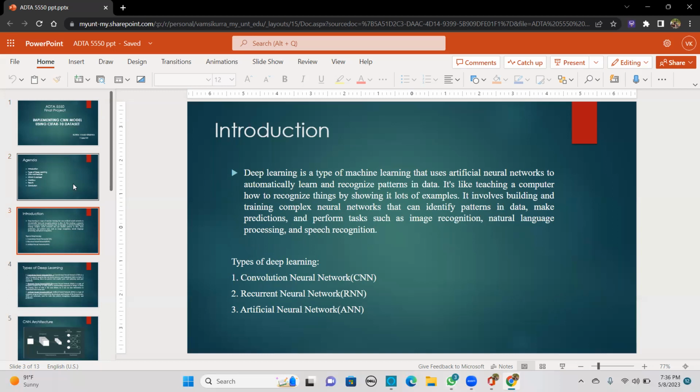patterns in data. It's like teaching a computer how to recognize things by showing it a lot of examples. It involves building and training complex neural networks that can identify patterns in data, make predictions, and perform tasks such as image recognition, natural language processing, and speech recognition. And types of deep learning, there are three types of deep learning: convolutional neural networks, recurrent neural networks, and artificial neural networks.